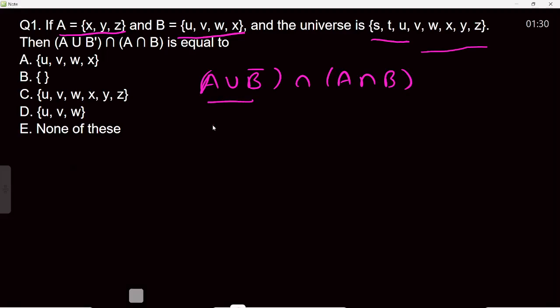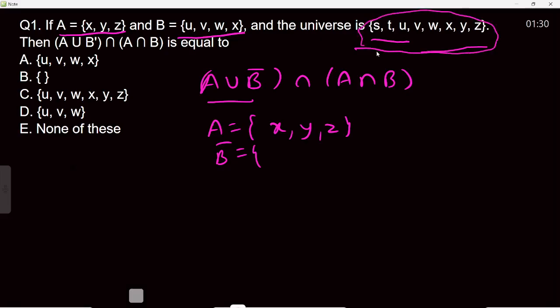Okay. Now what is the set A? Set A consists of x, y, and z. And what will be the B bar? Now let's write the B bar. What is B bar? Every element in a universal set except the elements present in B. So we will see this universal set, and whichever elements are not in B, we will write in B bar.